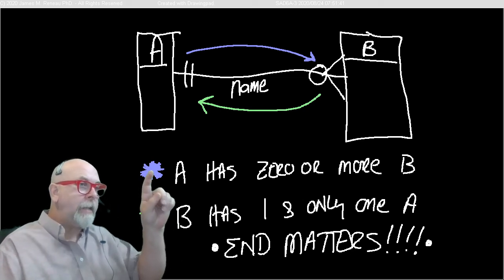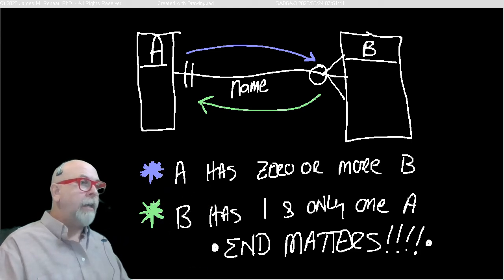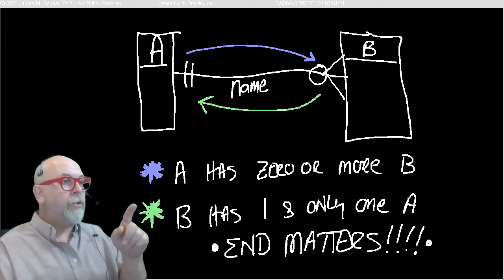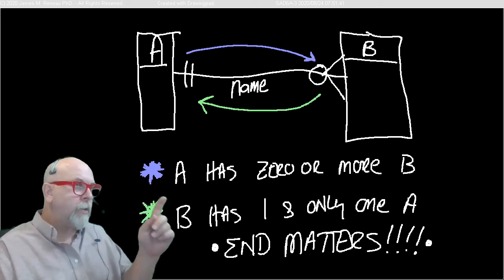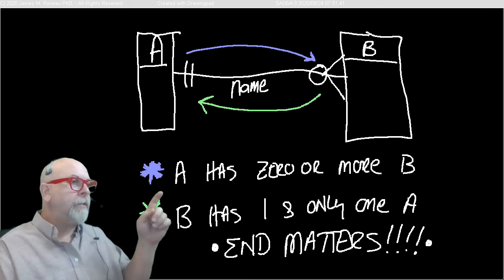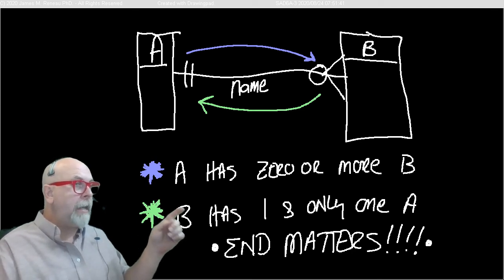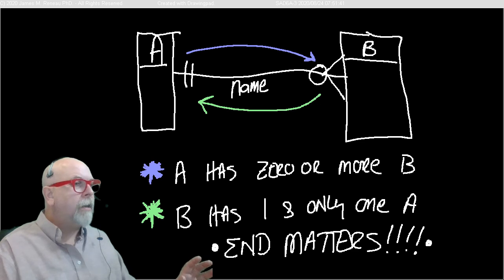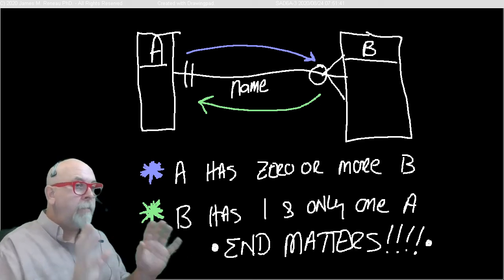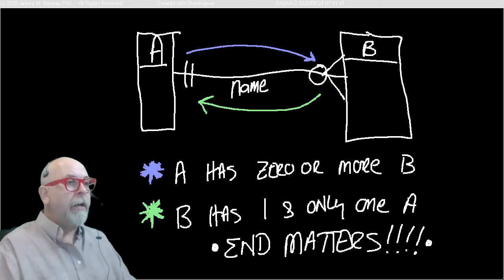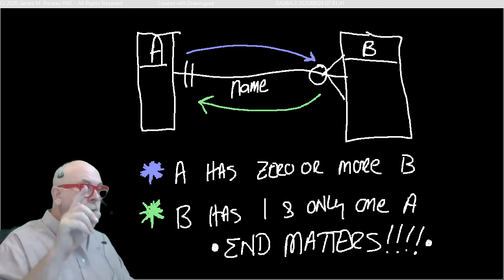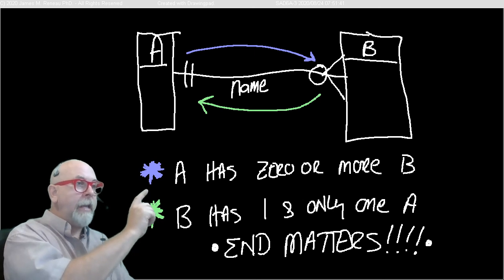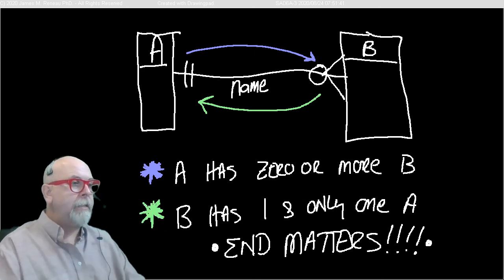So you can read it as A has 0 or more B's, and you read it back the other way: B has 1 and only 1 A. So you read the end of the arrow, not the start of the arrow. That's A has 0 or more B's related to it, and B has 1 and only 1 A related back to it. The ends matter, and the order of the ends matter tremendously when you're drawing an entity relationship diagram. So pay attention to the arrows and read it this way: entity A has 0 or more entity B's, and entity B has 1 and only 1 entity A.